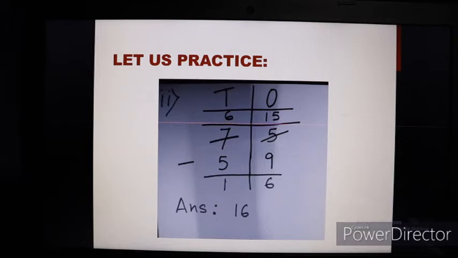On the other side, in tens place, the new number is 6 and 6 is bigger than 5. We can subtract 5 from 6. Therefore, the answer is 16.